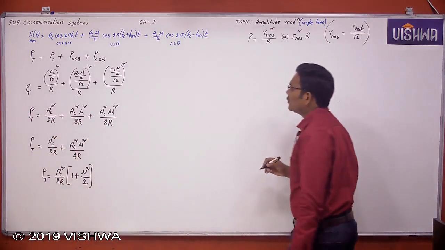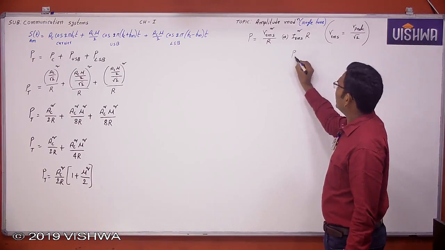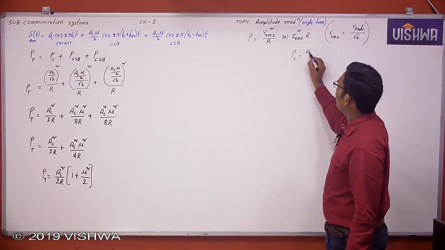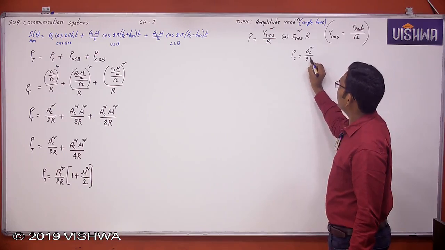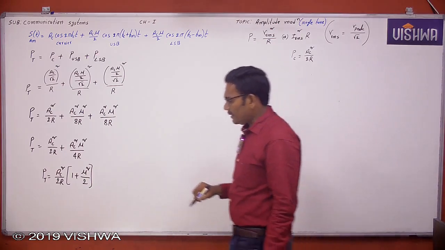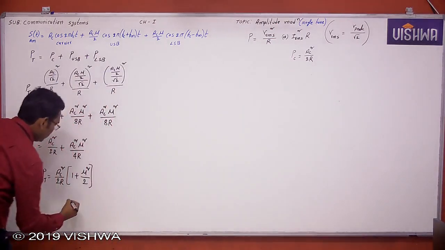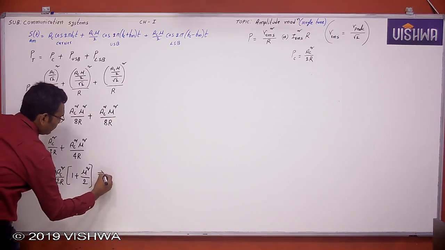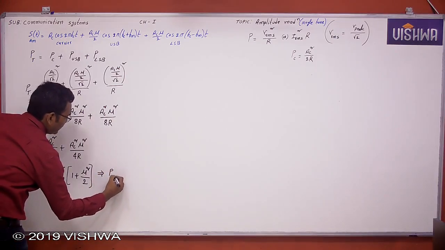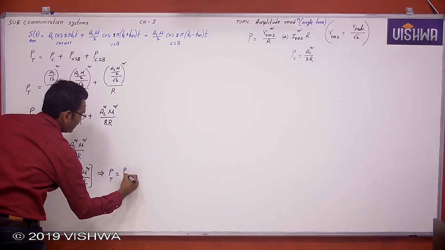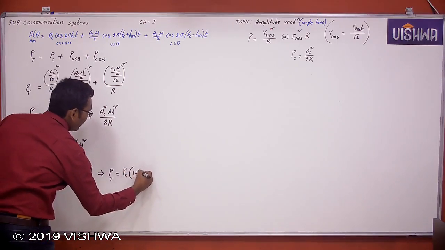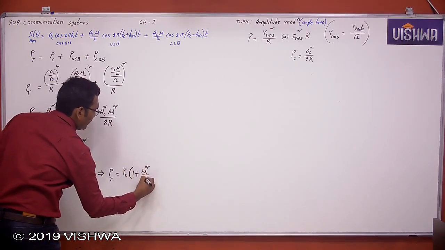Now we will take the individual powers. The carrier power is AC square by 2R. So can I write the total power? The total power required to transmit an AM signal is PC into (1 plus mu square by 2).